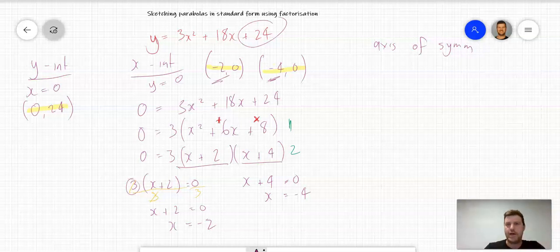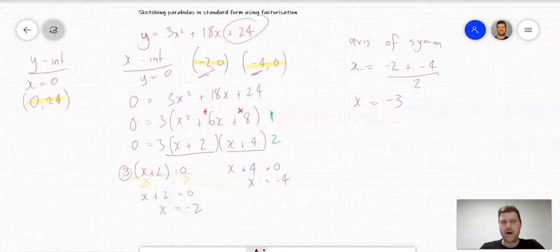I'm going to work out the average of these two numbers. So x equals minus 2 plus minus 4 over 2, divided by 2 because there's two values there. So the axis of symmetry is minus 2 plus minus 4, which is minus 6, divided by 2 gives me minus 3. So axis of symmetry, x equals minus 3. That's not that relevant apart from I want to use it to determine my vertex.